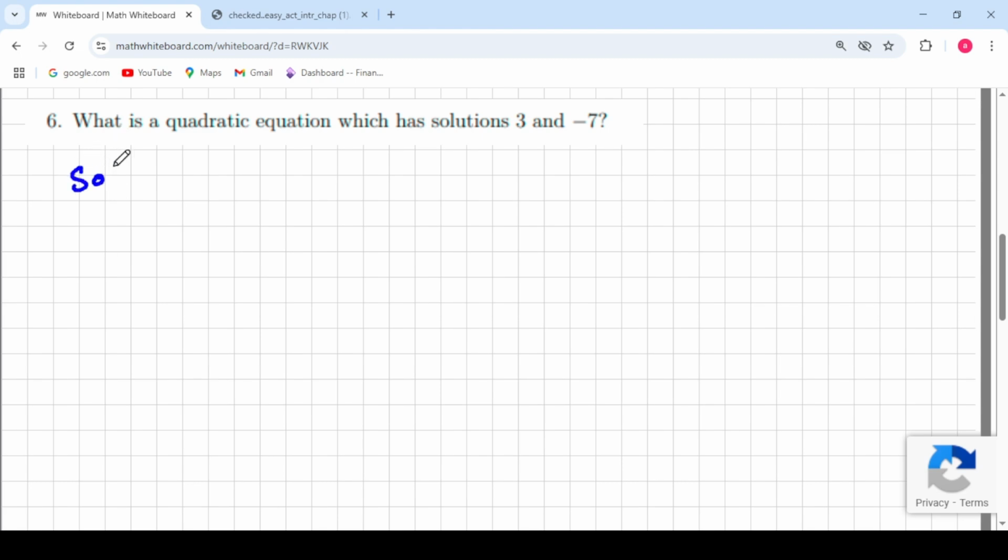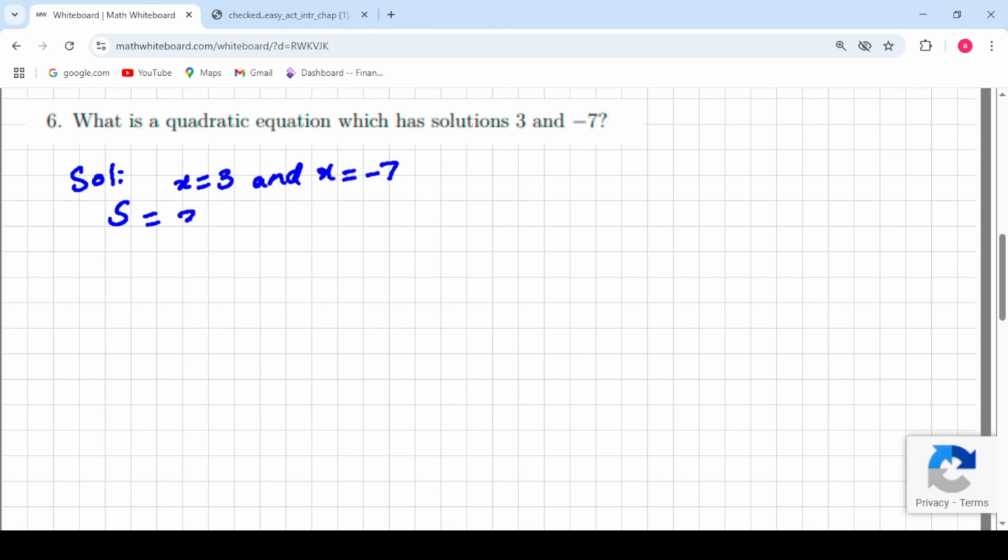So for this, there are two methods to find the equation. The first method is that the solutions are x equal to 3 and x equal to minus 7. These are the two solutions given. So we will find the sum of these solutions and the product of these solutions.